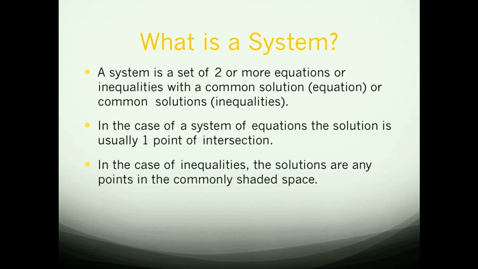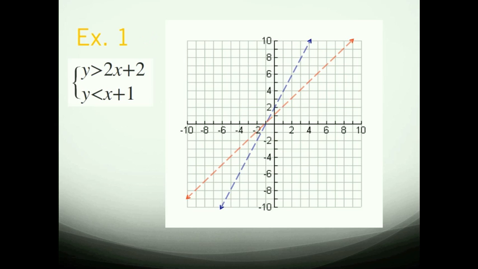Now that we know what a system of inequalities is, let's take a look at an example. The first example, I have a system of y is greater than 2x plus 2 and y is less than x plus 1. We're looking for the solutions that are common to both. You can see to the right, I have both inequalities graphed. Just the line so far, but I have y is greater than 2x plus 2 in blue, and you can see how it goes through 2 and has a slope of 2. That one will eventually be shaded above because it's greater than. The red one is y is less than x plus 1, going through the intercept of 1 and having a slope of 1.